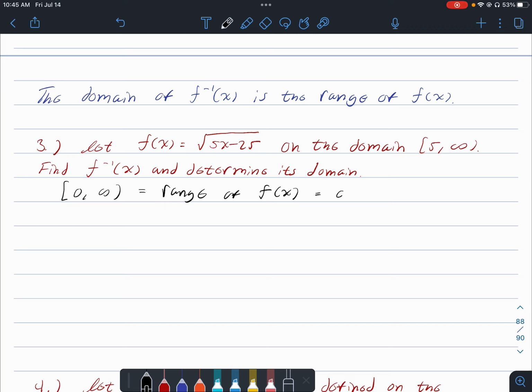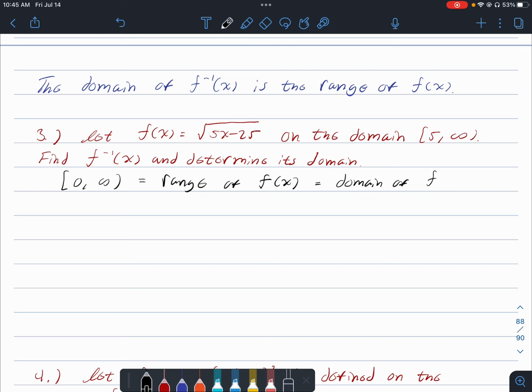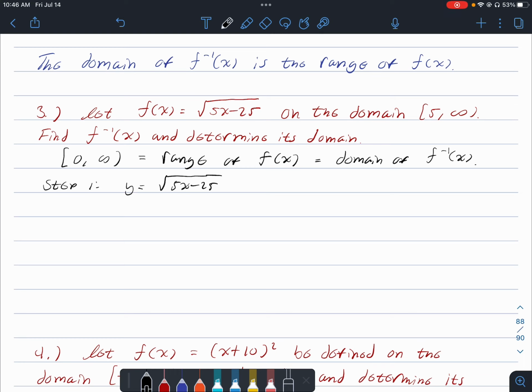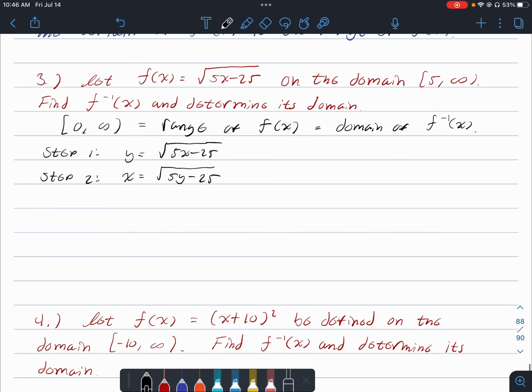So this is also then the domain of f inverse of x. Okay, so let's go ahead and see if we can find what f inverse of x is. So step 1, we're going to replace f of x with y. We'll have y equals the square root of 5x minus 25. Step 2, we're going to switch y and x. So we'll have x is equal to the square root of 5y minus 25.